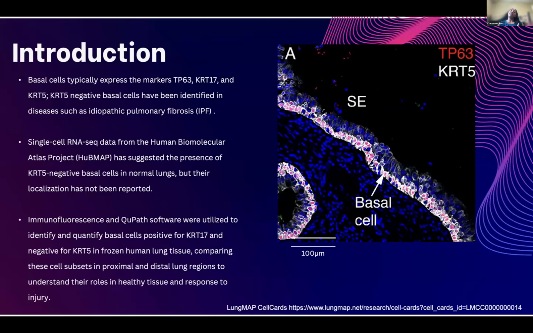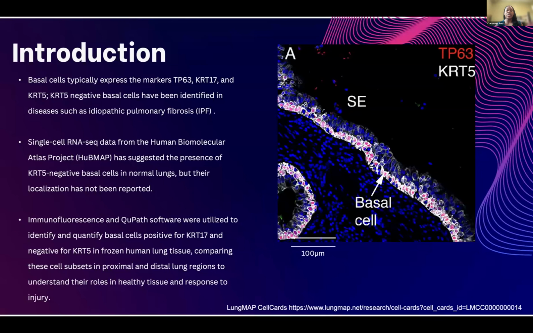My project specifically is looking at basal cells. These cells typically express TP63, KRT17, and KRT5. There are certain types of basal cells that don't express KRT5, and they've been identified in the pathogenesis of IPF, which is idiopathic pulmonary fibrosis. However, recent RNA sequencing data done by HuBMAP has suggested the presence of KRT5 negative cells in healthy human lung tissue, which was pretty abnormal. So that's what we're going to be focusing on now.